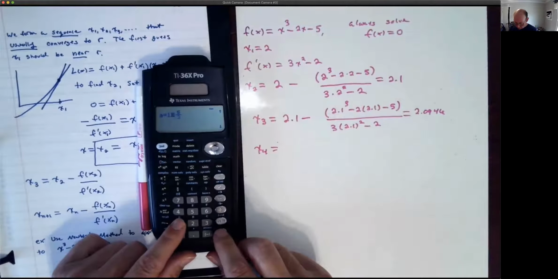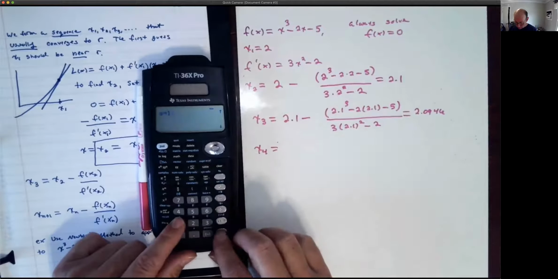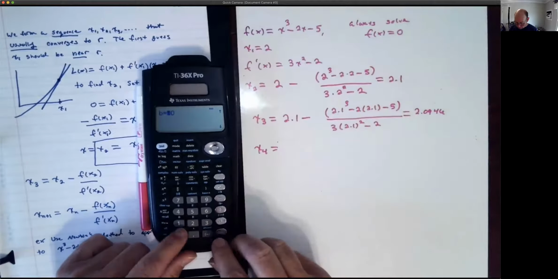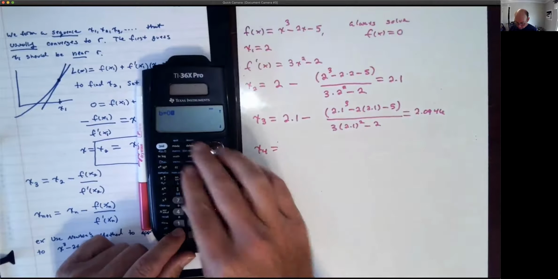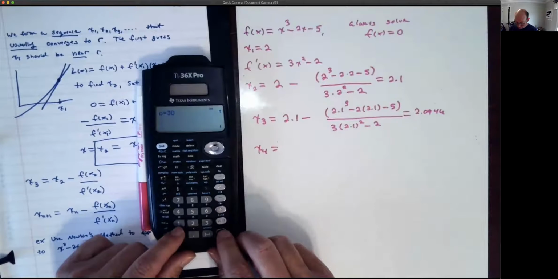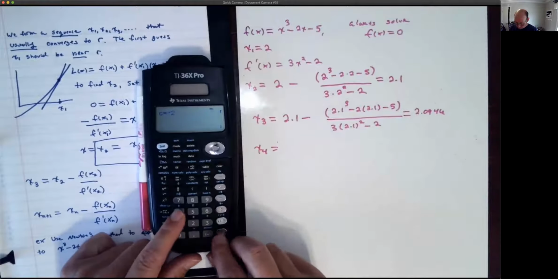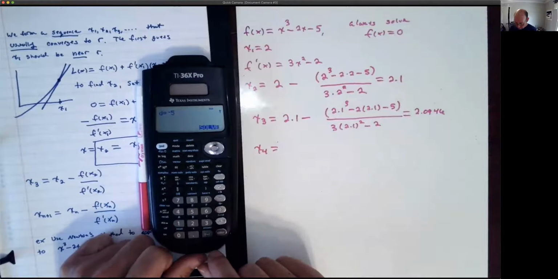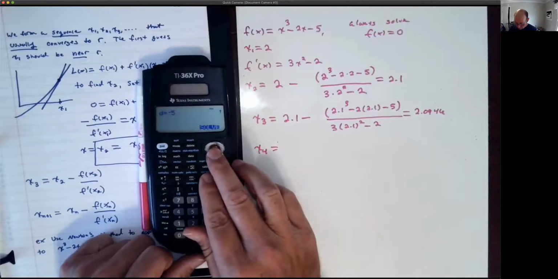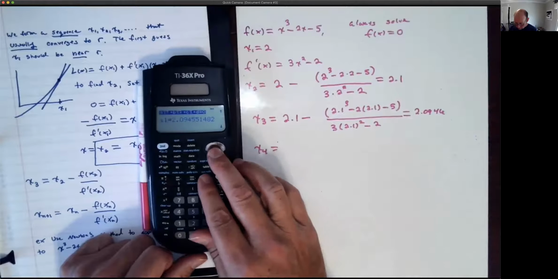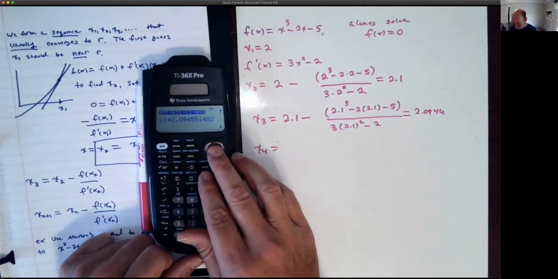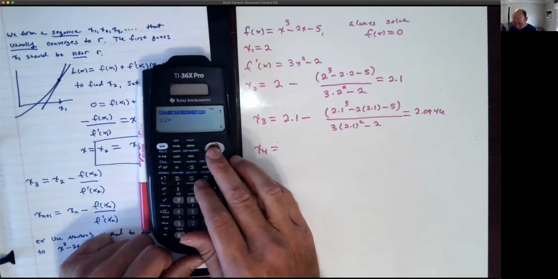So A is 1, B is, that's the x squared term, that will be a 0. The C is -2, and the D is -5. All right, solving it. And so it has the answer we found, 2.09455.